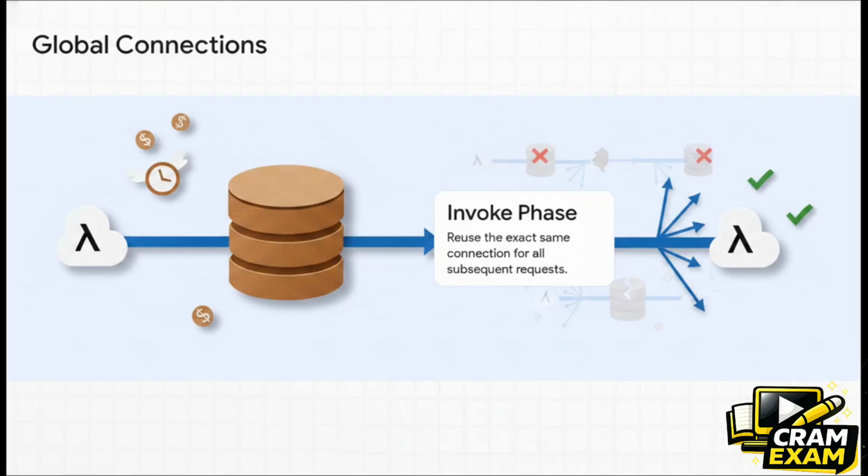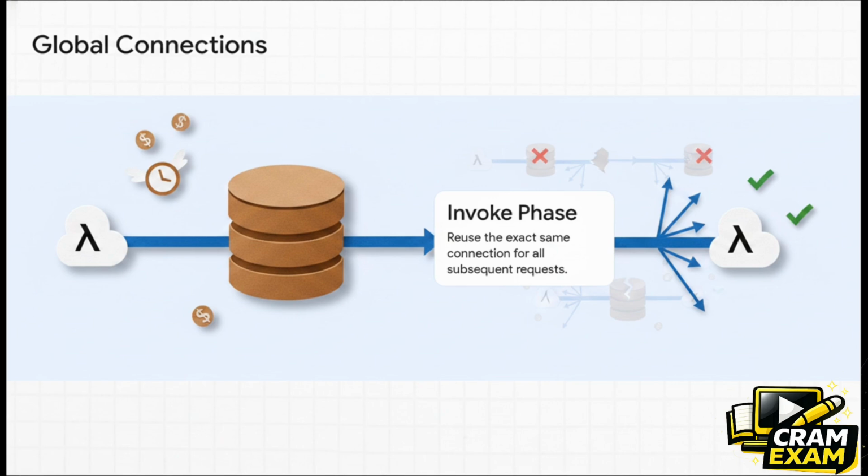Now imagine this. Your Lambda function needs to talk to a relational database. You write your code, and you initialize the AWS SDK and the database connection directly inside the main handler function. Every single time a user hits your API, Lambda creates a brand new TCP connection to the database, executes the query, and then tears the connection down. That network handshake alone takes 200 milliseconds. If your app gets 10 million requests a month, you are paying for 2 million seconds of pure networking overhead.